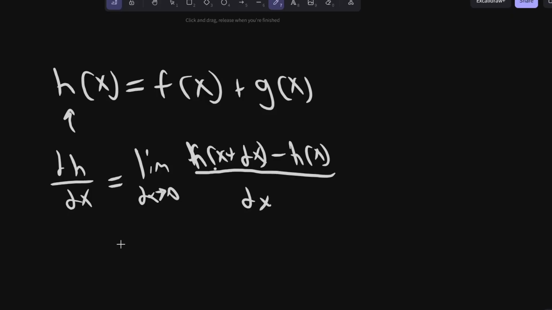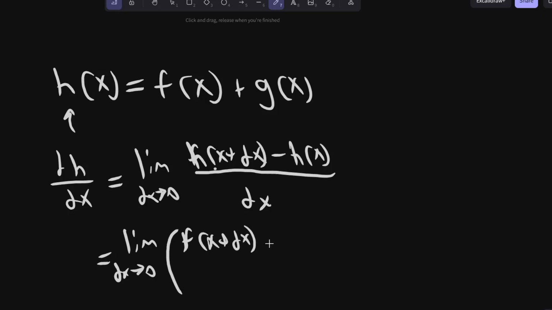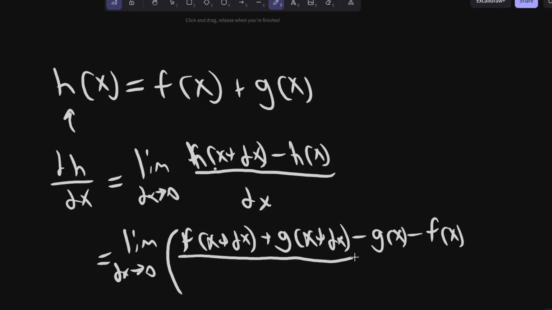Well, I simply just plug in f and g. I plug in what I know h is, and I get f of x plus dx plus g of x plus dx minus g of x minus f of x. All I did was I plugged in the definition of h into this formula. Okay, nothing crazy. Divide by dx.